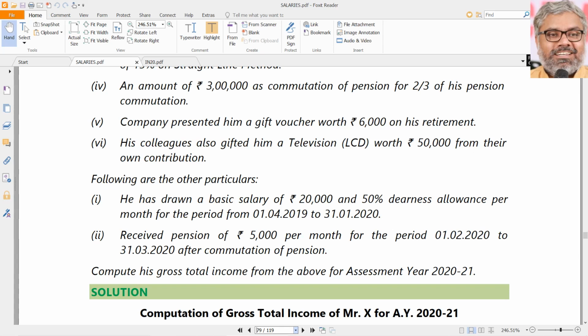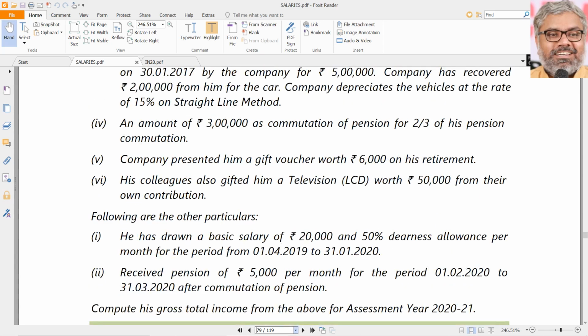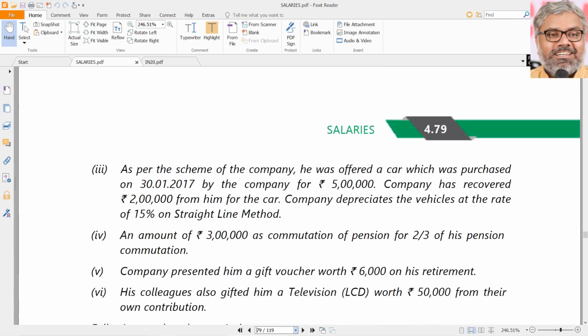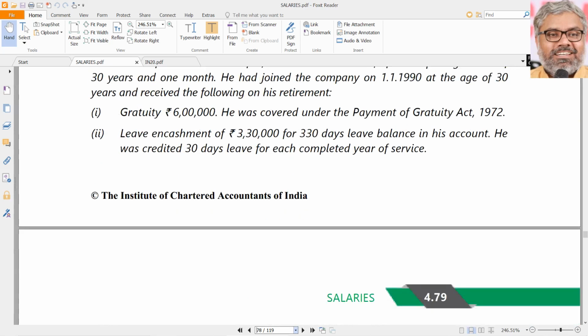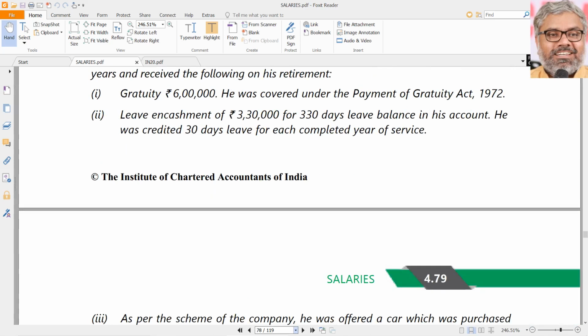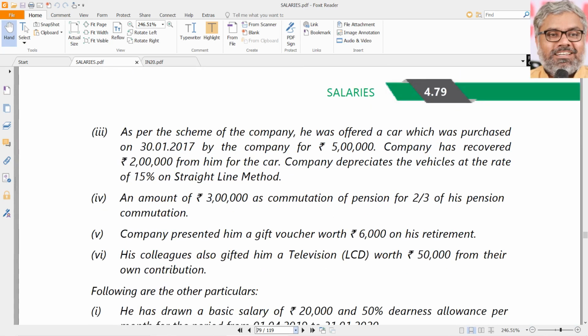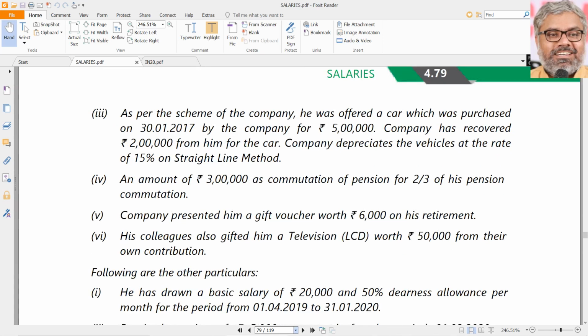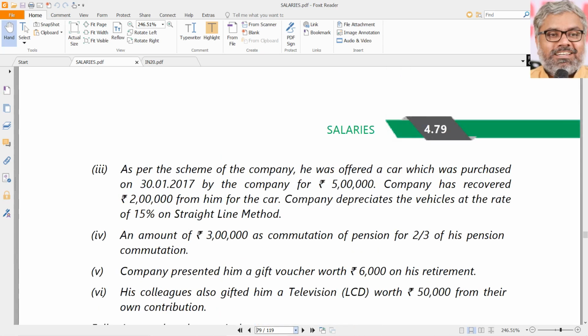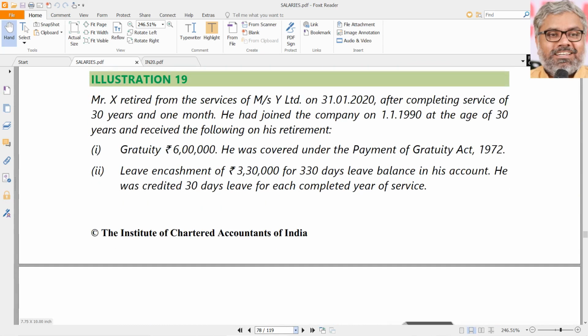Question is, compute his gross total income, not the income from salaries, gross total income from the above for the assessment year 2020-21. That is the question, and we need to take the data that is given in the question one by one, and we have to do the calculations accordingly. So for at least one question or more, we will discuss about the presentation aspects of this question. This is how questions will be appearing in the examination also.